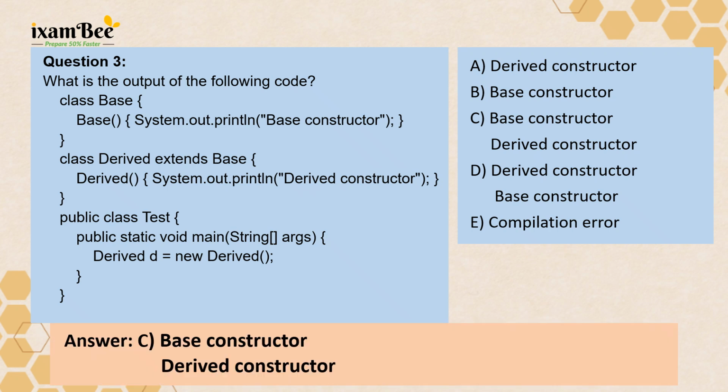So in this case, the output would be C. First, the Base constructor would be printed and then the Derived constructor would be printed. You have to keep in mind that when a Derived object is going to be created, it would first call the Base constructor and then it will call its own constructor.